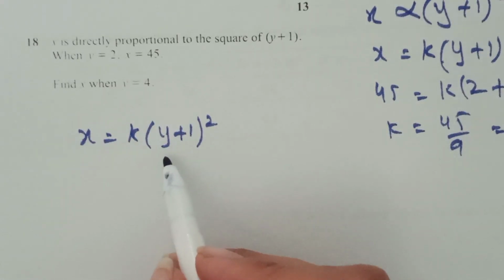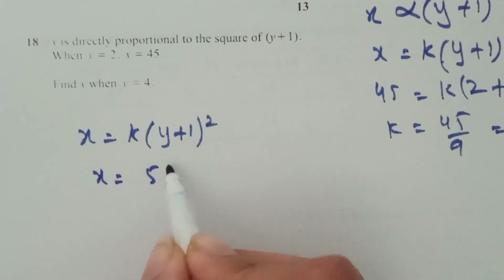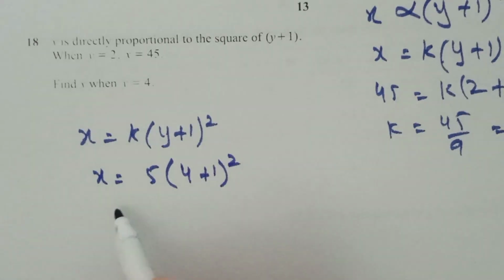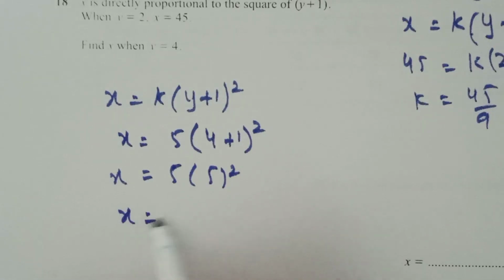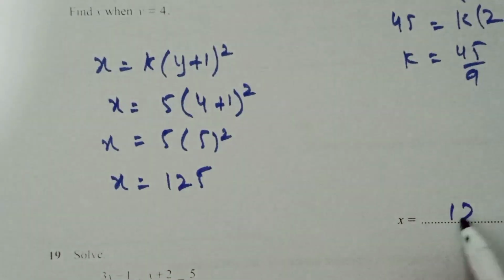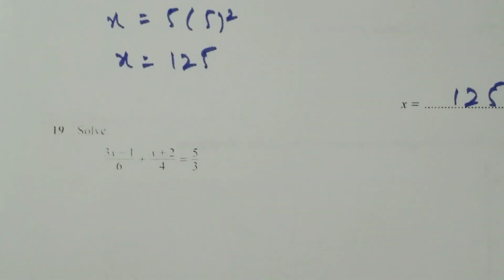When y is 4, and the value of k is given to us as 5, we get 4 plus 1, which is 5, squared is 25, multiplied by 5, we get 125. That is the answer of question number 18. Now students, question number 19, we have to solve it.